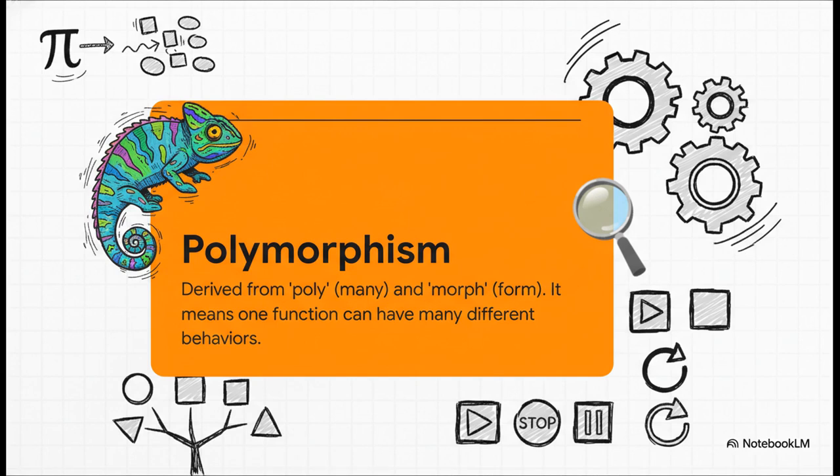Okay, our last big concept here is polymorphism. Now, don't let the name scare you. It's just two Greek words smashed together. Poly means many, and morph means form, so it literally just means many forms. In programming, it's this amazing ability for one thing, like a function name, to have many different behaviors depending on what you're doing with it.